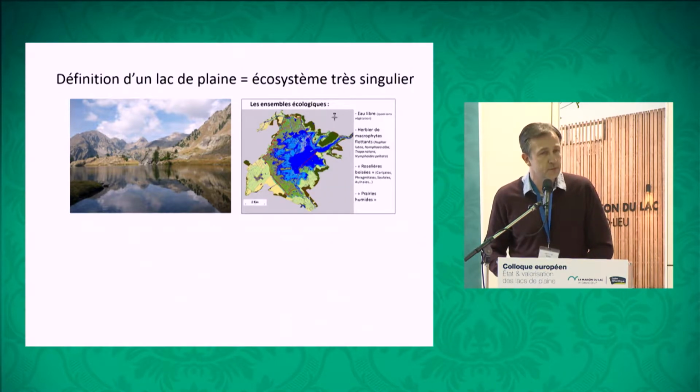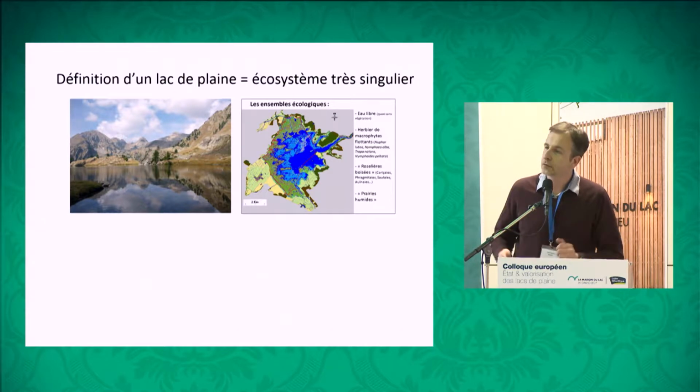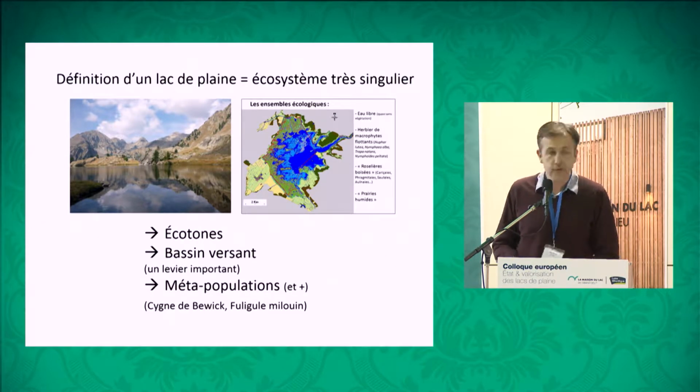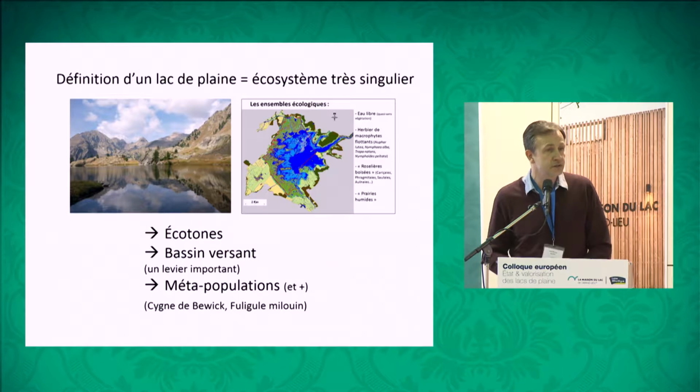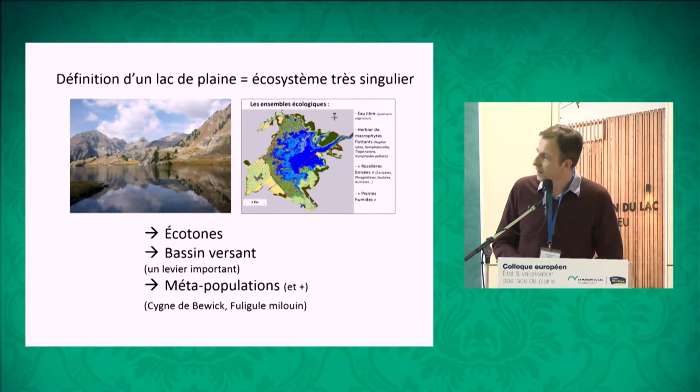And then we have systems like this one today, like the Grand-Lieu system, and we realize that the limit is not as clear as we thought. It's quite the contrary, because we have a transition area between the water and the wetland, and it's what makes this system rich. It's the ecotone area between the water and the land.